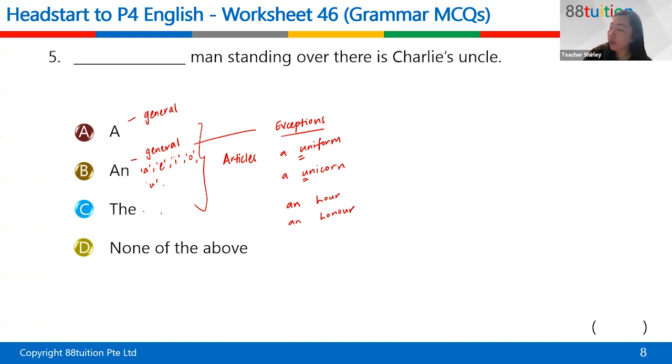Now, what about the? The is when you know specifically who you're referring to. Okay. If you know specifically who you're referring to, then it's called the. The man standing over there is Charlie's uncle. So because we know who we are referring to, therefore the answer is the.